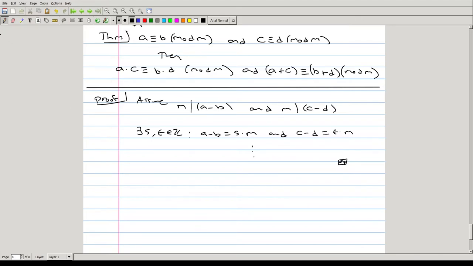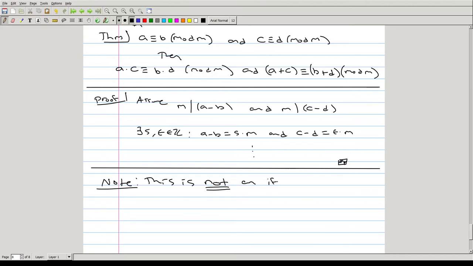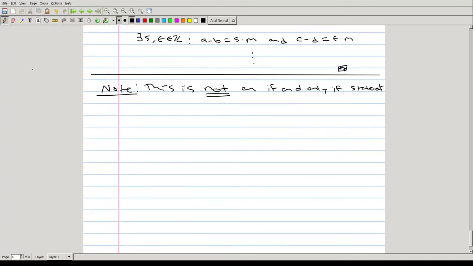And it's at this point that I want to make a really important note about this previous theorem. This is not an if and only if statement. Which means that just because the multiplication of two integers is congruent, it does not imply that the original integers themselves are congruent. So for instance, if a times c is congruent to b times d mod m, this does not imply that a is congruent to b and a is congruent to c. This is really, really important.